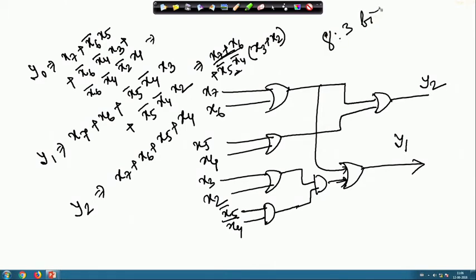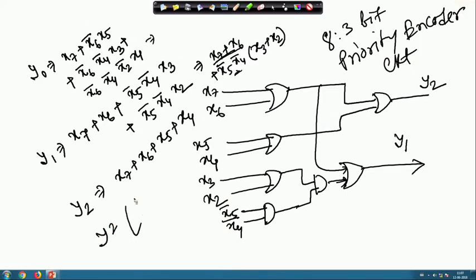8:3 bit priority encoder circuit, which will give me nothing but y equals log 2 x. Okay. So, that means now you can implement this circuit, from where you can get this log base 2 of x.